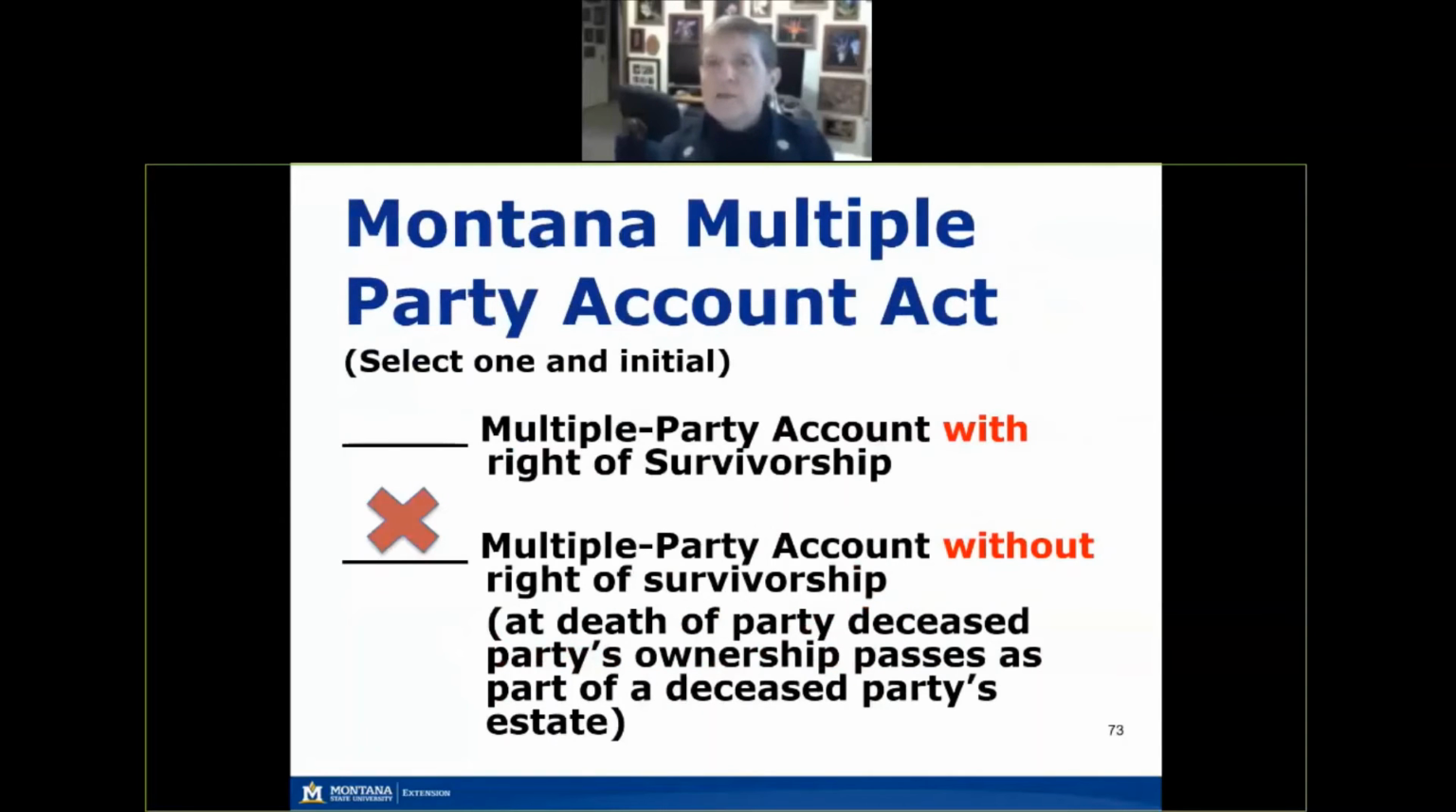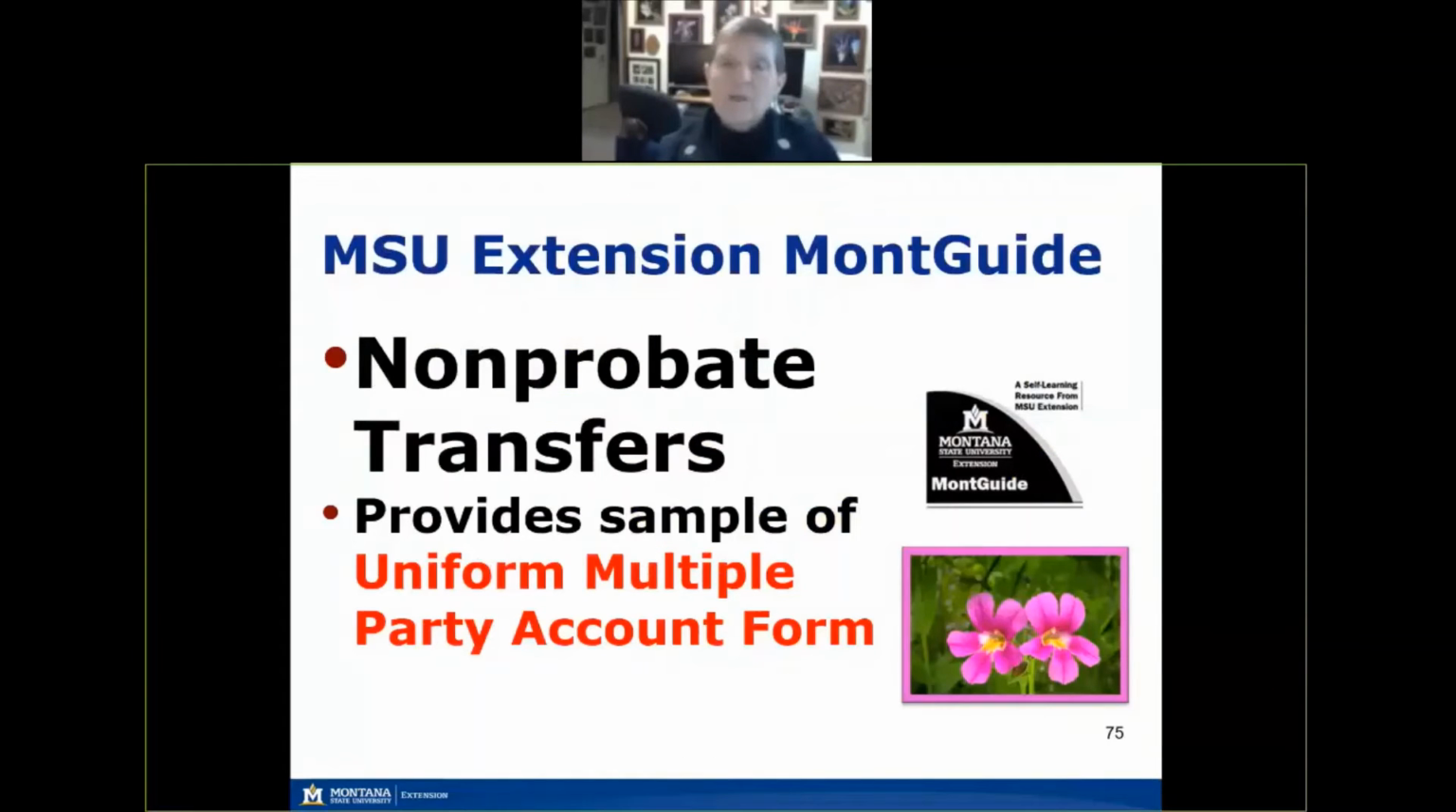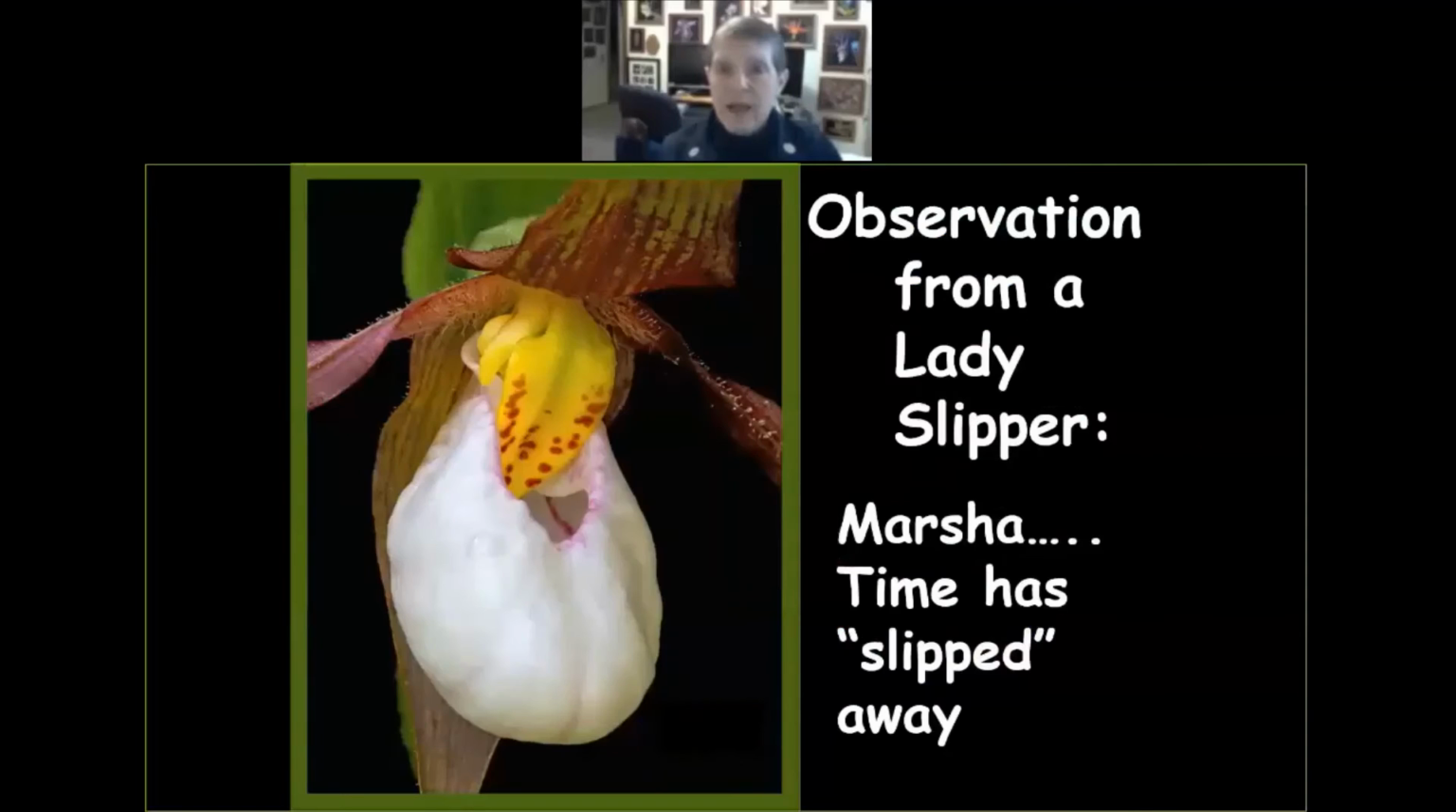So there's a form that we have in our Mott guides, and that form can help people take a look before you go to the institution, and you can say you want a multiple party account without survivorship. And in that case, then mom's will comes in, all three daughters share equally. So maybe other states have that as well. The publication that we have is called Non-Probate Transfers, and it provides examples of that Uniform Multiple Party Account Act.